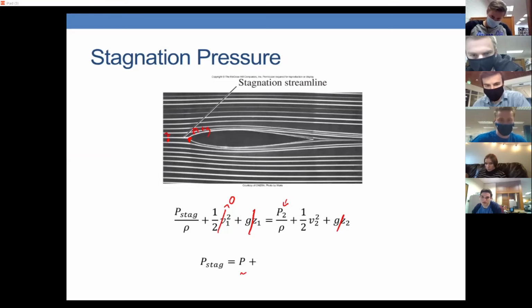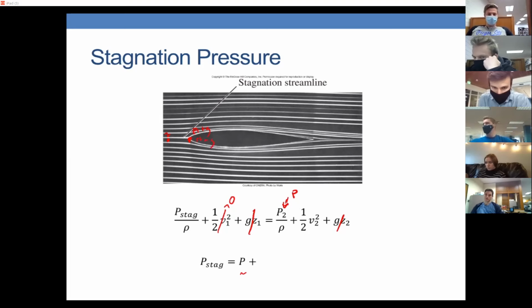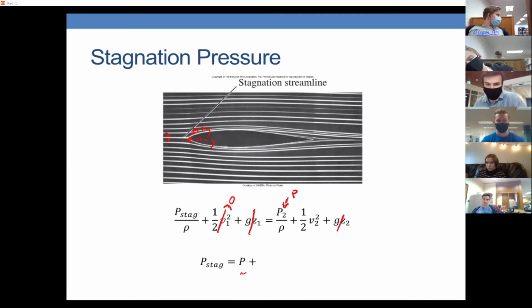I am not sure. Okay, so this P2, we're just going to call that P. We canceled out the Z1 and the Z2 terms. Why did we cancel out Z1 and Z2? They're equal. Because they are equal, yes. Okay, I then canceled out this V1 term right there. Why did I cancel that out? Your velocity went to 0. Yes, I hit the front of that thing, the velocity went to 0.